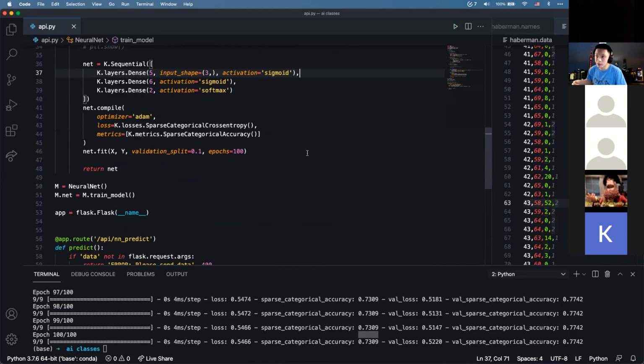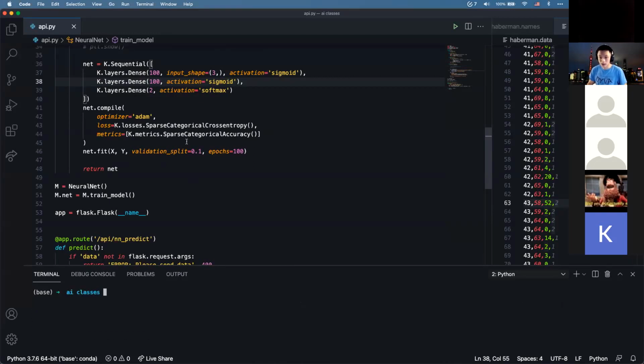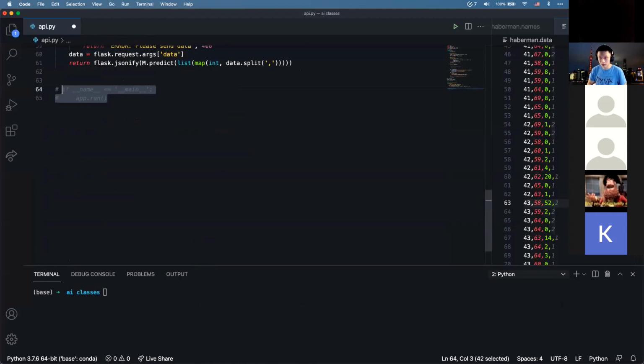Another idea is perhaps to make this model more complicated. So instead of having just 5, we could have 100 and 100. This might allow it to learn more complicated functions. So let's take a look at whether this actually is the case.